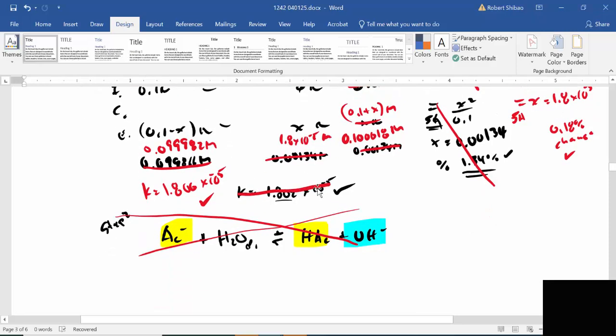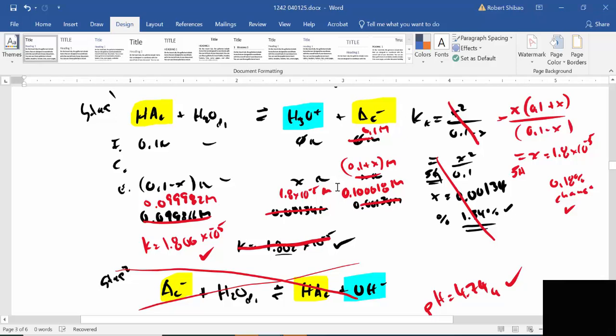And now let's calculate the pH. The pH comes out to 4.744. So anyway, we can save ourselves having to do the ice table by using the Henderson-Hasselbalch. So it's important to recognize the Henderson-Hasselbalch buffer.